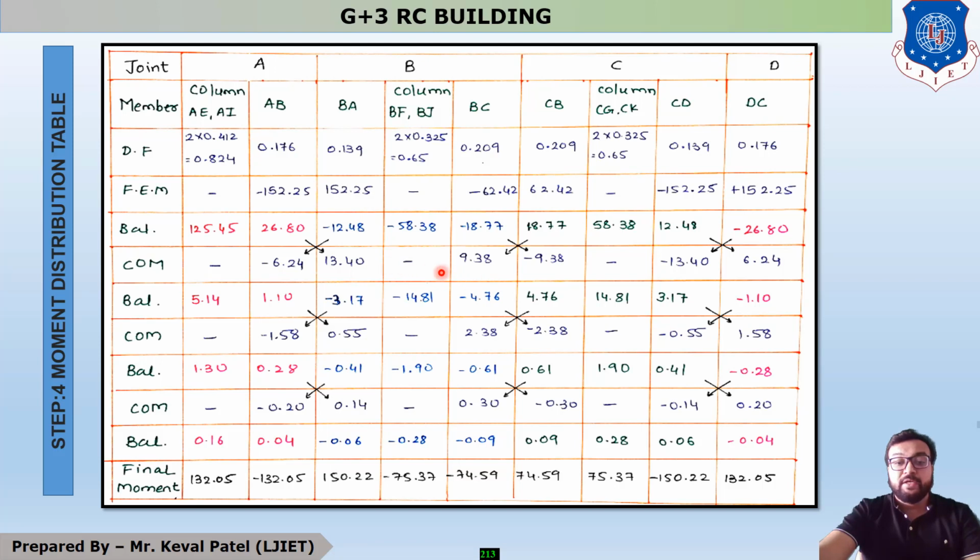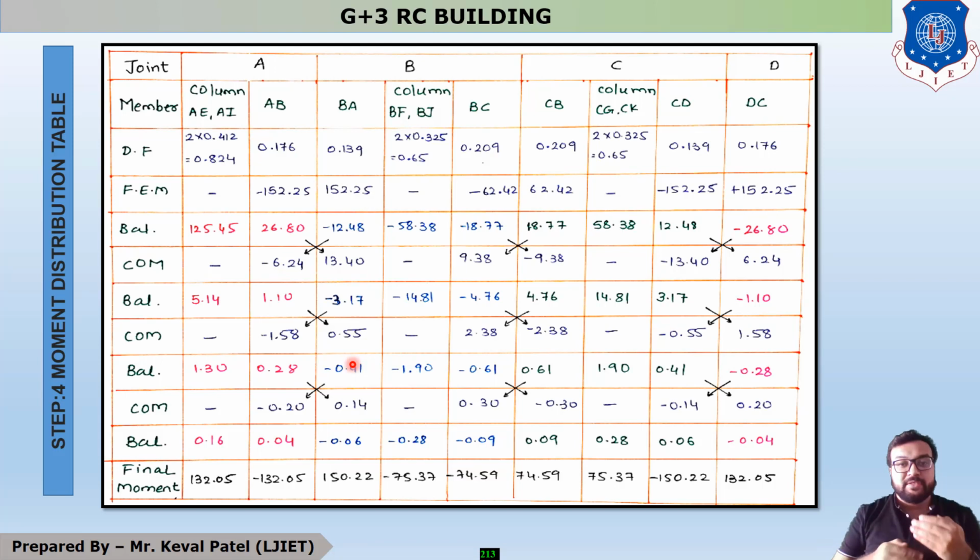So your answer is 22.78, but this moment is positive. So you have to balance it as negative. So minus 22.78 into BA, it means into 0.139. So you will get your answer minus 3.17, minus 22.78 into 0.65. So you will get your answer minus 14.81, and minus 22.78 into 0.209, so it is minus 4.76, and this answer is the mirror image from here.